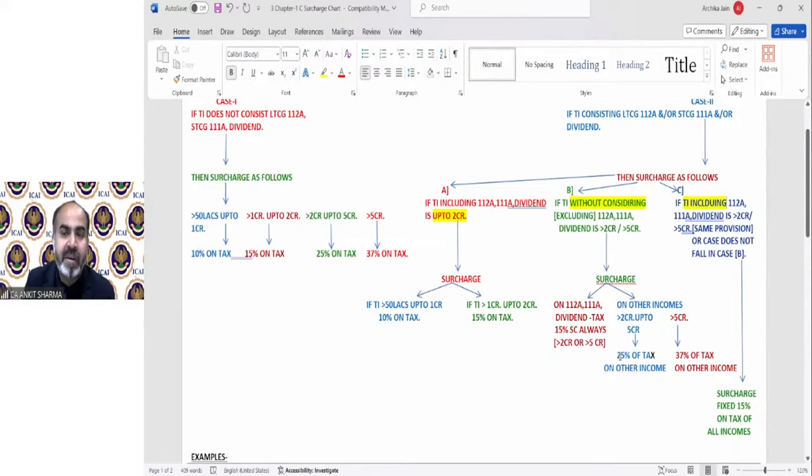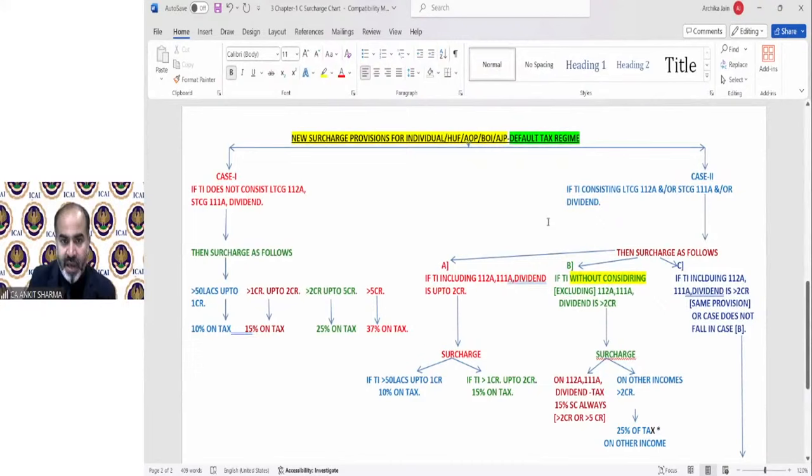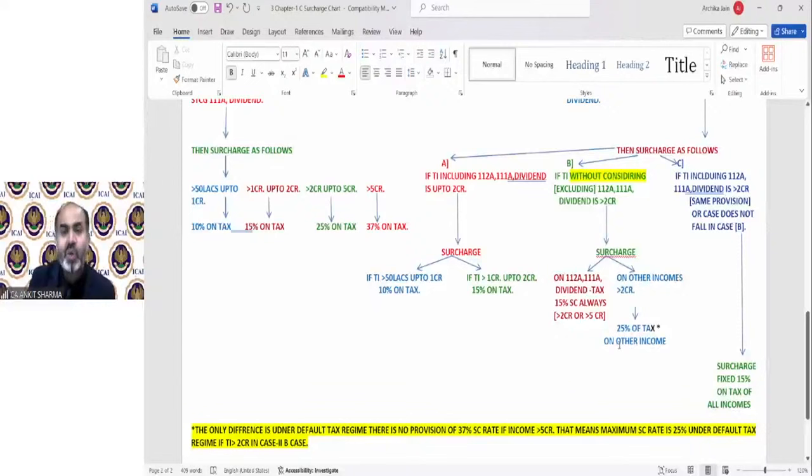I have made a diagram for this purpose also over here. You can see this is the default tax regime. If you compare it, you will see that in this case only this 25% is your last rate. There is no 37% concept, like mentioned in this note also. So you can go through it. I have uploaded the notes. The chart diagram I will upload today. The notes have already been uploaded.